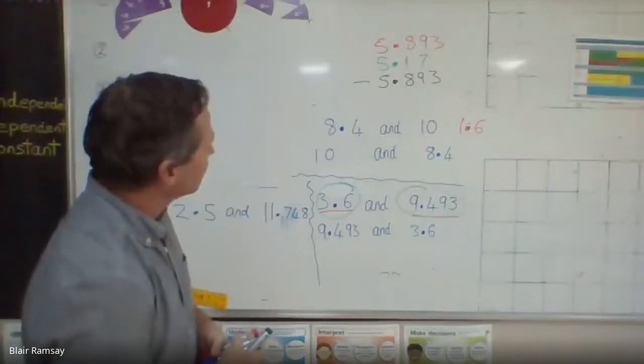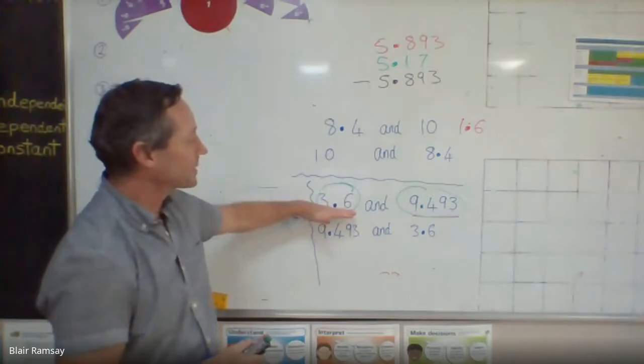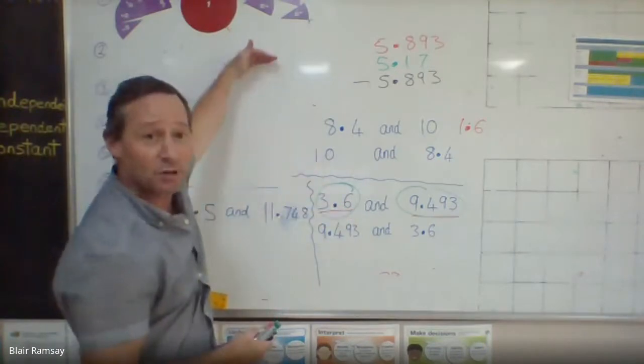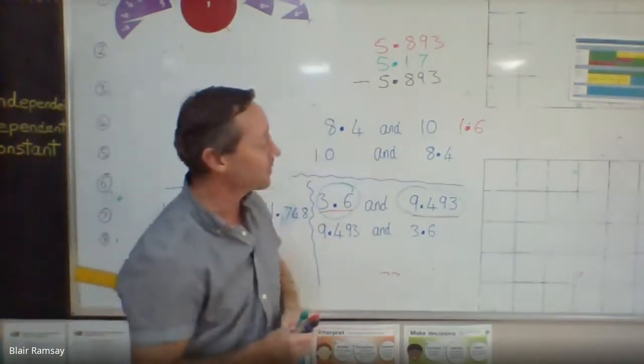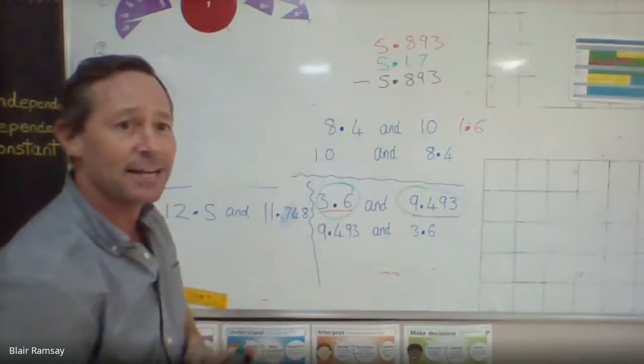Well, the first one says 3.6 and 9.493. So I'm thinking that Zaina went 3.6 minus 9.493 instead of going 9.493 minus 3.6, or finding how much it takes to get to that number. Let's find out. Zaina, did you have this 3.6 as a number perhaps on top and you minus 9.493? Is that what you think you may have done?